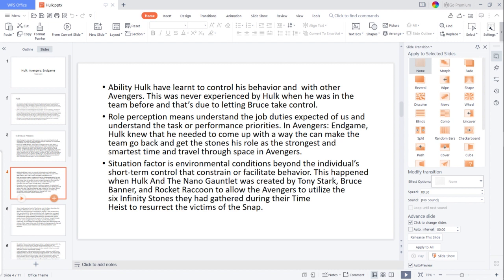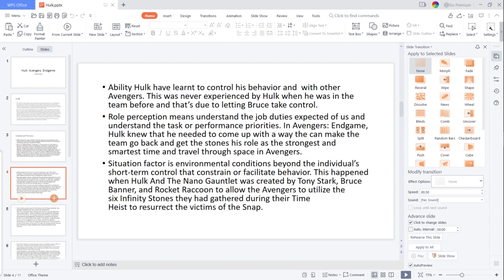Role perception means understanding the job duties, expectations, and the task performance priority. In Avengers: Endgame, Hulk knew that he needed to come up with a new way that could make them go back and get the stones. His role was as the strongest and the smartest, to time travel through space in Avengers.